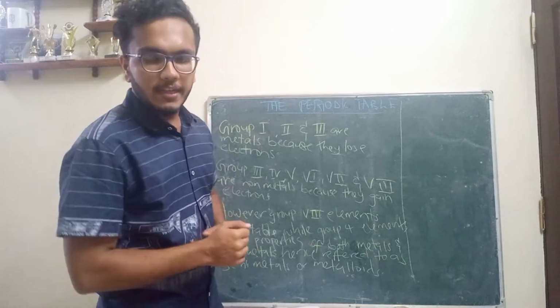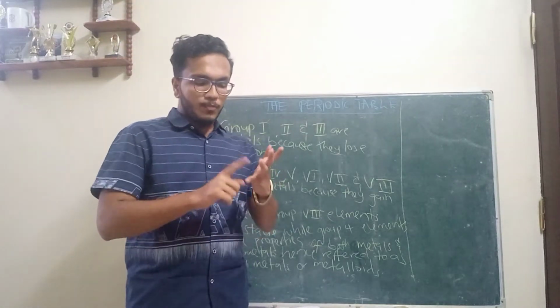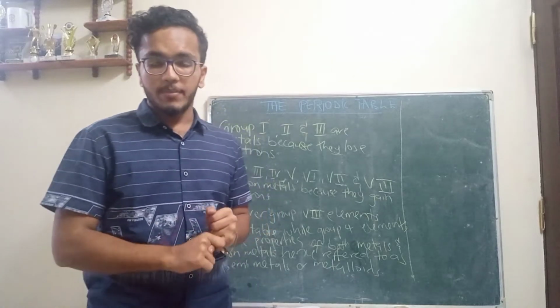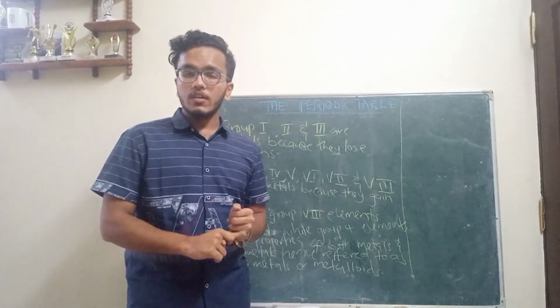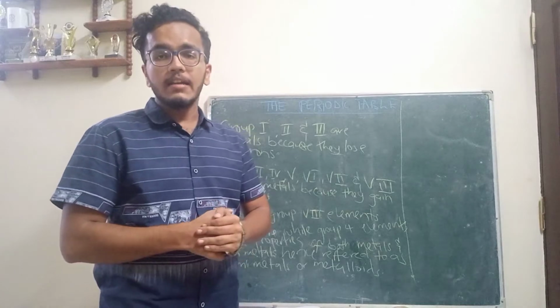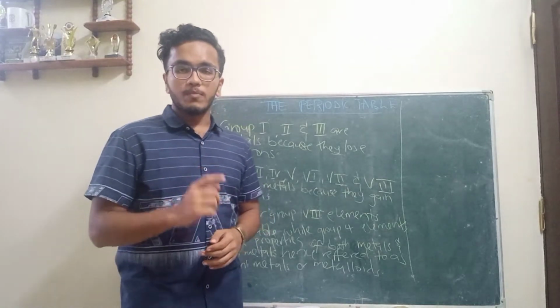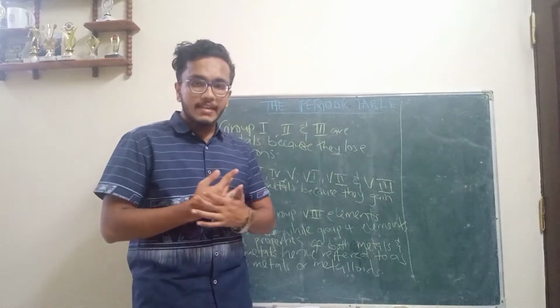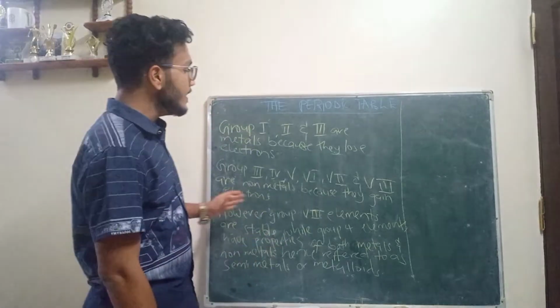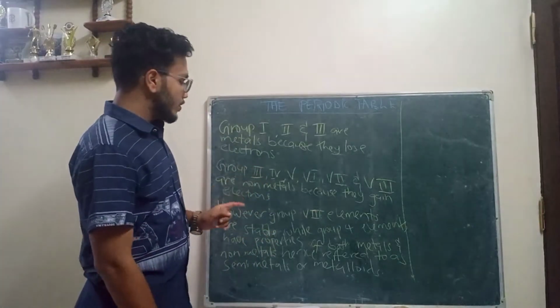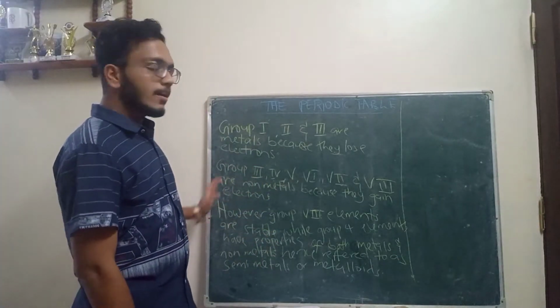Now for the periodic table, group 1, group 2 and group 3 elements are metals because they lose electrons. Group 4, group 5, group 6, group 7 and group 8 are non-metals because they mainly gain electrons. Now with the exception of group 8, because group 8 elements are already stable.